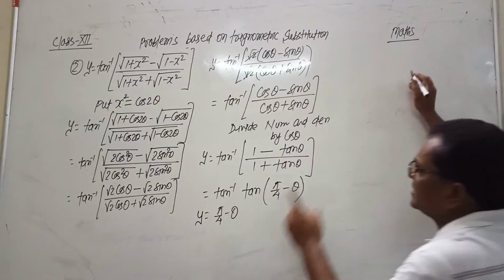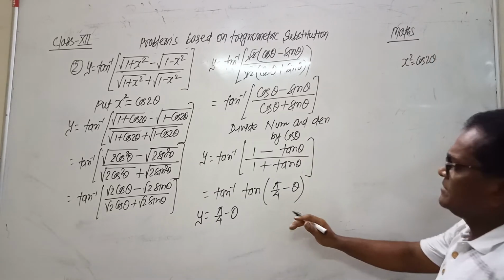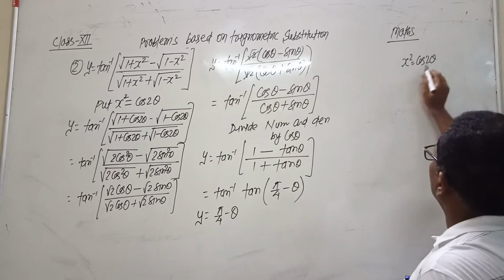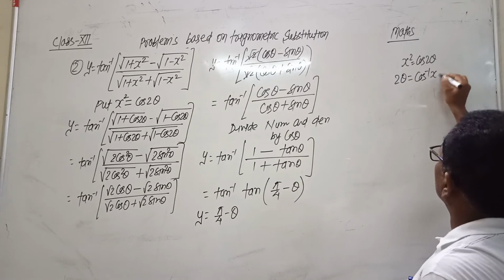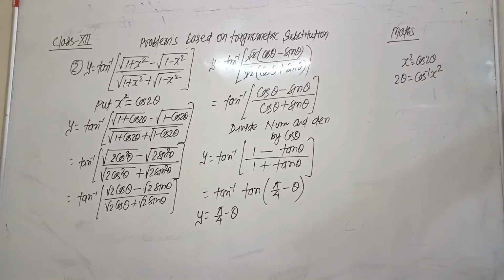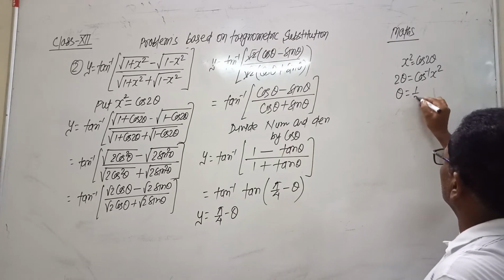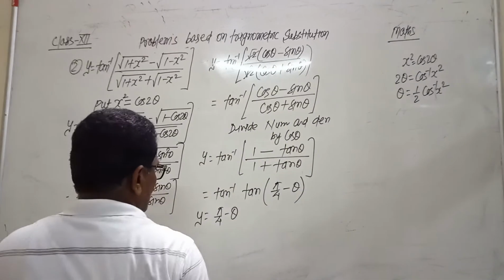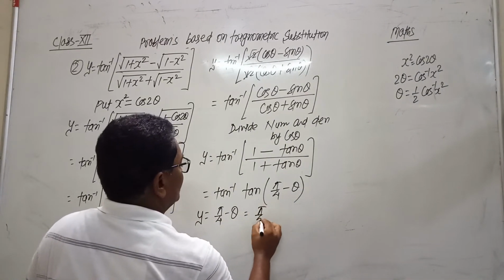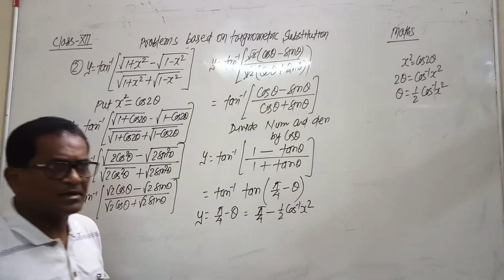Now we have substituted x square equals to cos 2 theta. Then we have to find the value of theta. So 2 theta equals cos inverse x square. Cos 2 theta was x square, so cos goes to the other side and becomes inverse, and theta comes to be 1 by 2 cos inverse x square. So putting the value of theta, this gives pi by 4 minus 1 by 2 cos inverse x square.